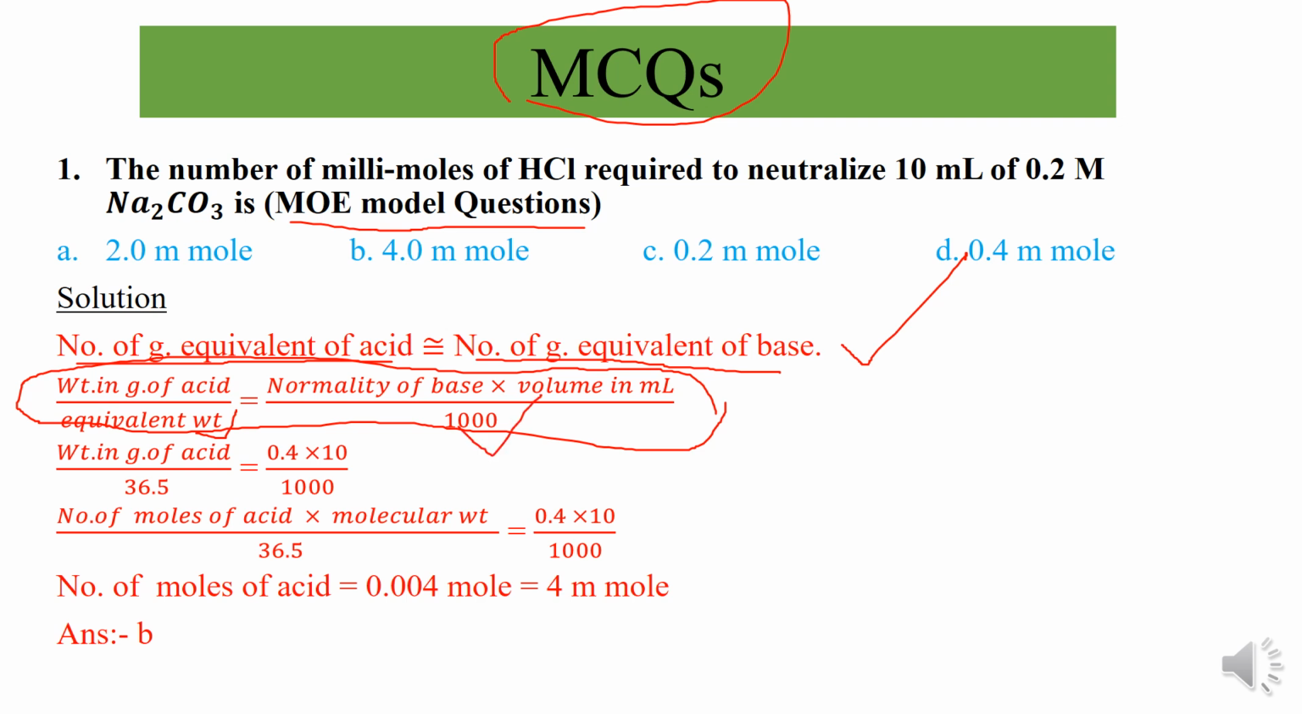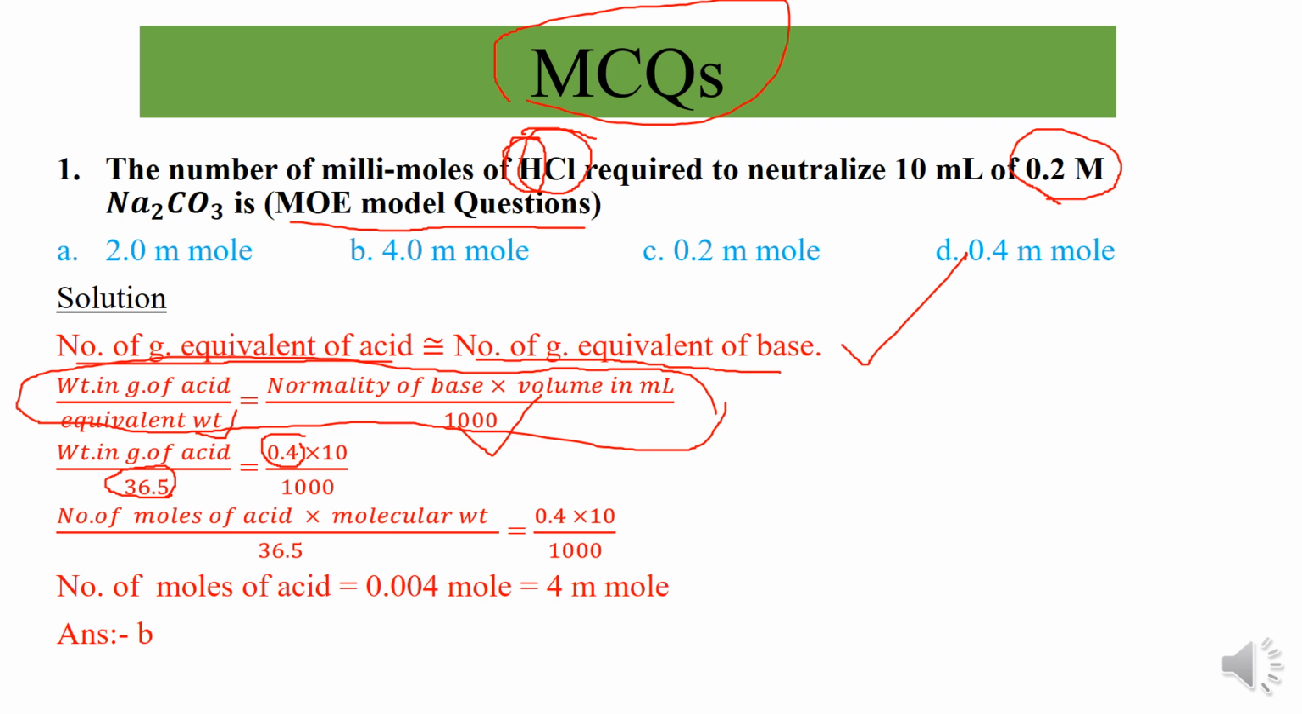Weight in gram of acid divided by 36.5. 36.5 is the equivalent weight of HCl. Here is HCl. What is the equivalent weight of HCl? Molecular weight by basicity, and the molecular weight is 36.5. Basicity is 1 because only one hydrogen is present. So 36.5 is equal to 0.4 into 10 by 1000. Where is 0.4? Here it is 0.2, right? 0.2 molarity means 0.4 normality. We have to put normality here, right? How? 0.2 molarity is equal to 0.4 normality.